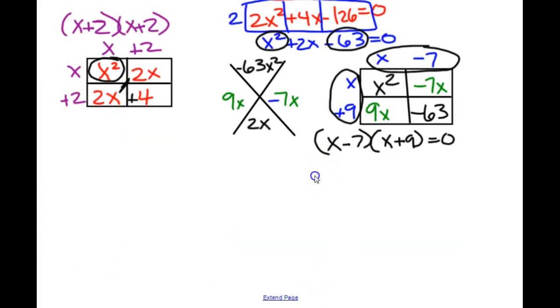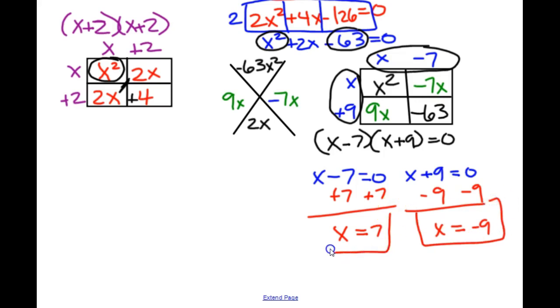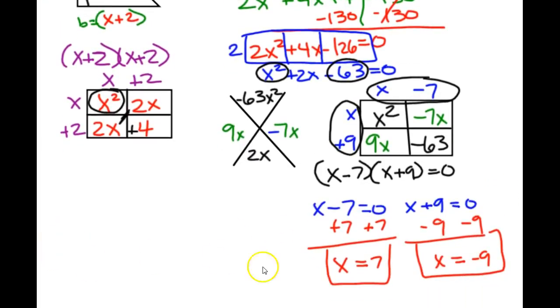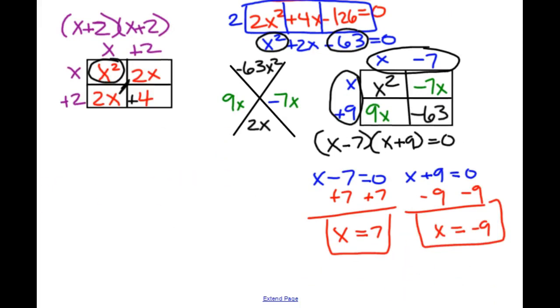So when I solve these, remember we have to set both equal to 0. We add 7 and get x equal to 7, and if I subtract 9 here, we get x equal to negative 9. So we need to look at our original and plug in 7 and negative 9. Well, think for a second. If I have a side length that is negative 9, is that going to work? You can't have a negative side length. So we know right away that this is an extraneous answer, or an extra answer. We can ignore that. So we just need to plug in a 7.